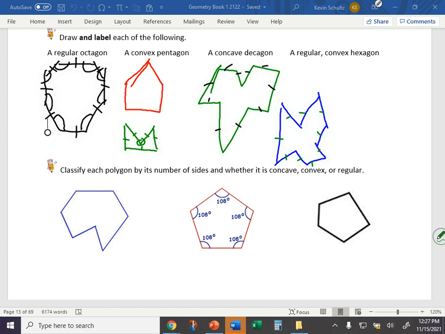Can anyone draw a regular convex hexagon? A convexagon, some might say. Joey, let's go. Regular convexagon.